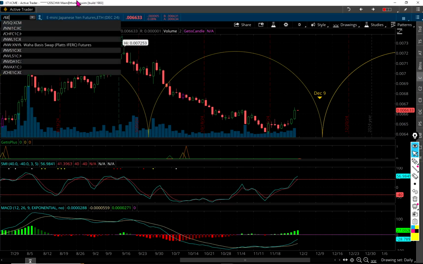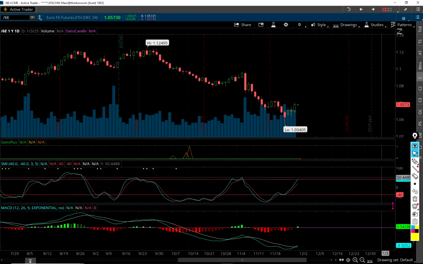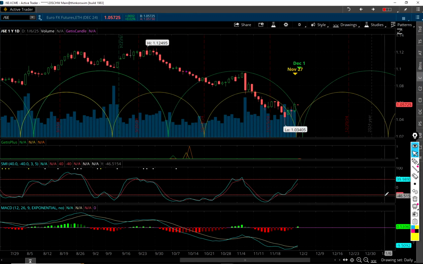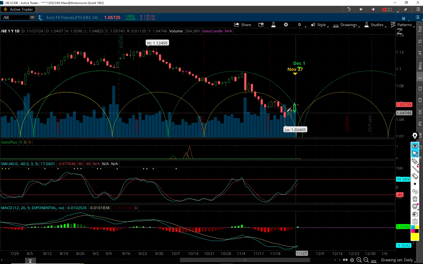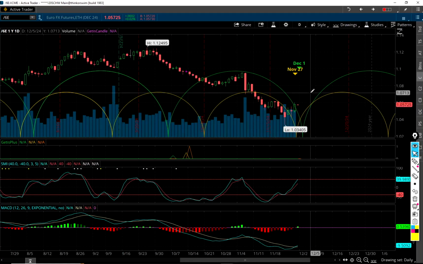Let's look at the Eurodollar futures. Let's get over to the daily cycles here. It looks like the cycle may have to be modified. When I get a chance, I'll take a look at it. Right now, I'm just going to leave it alone.